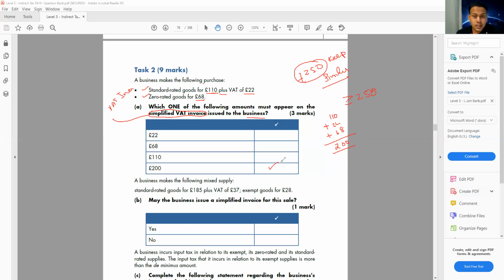Okay, the next one we have: a business makes the following mixed supply. Standard rated goods 185 plus VAT 37 and exempt goods 28. May the business issue a simplified invoice for the sale? What will be the answer for that?